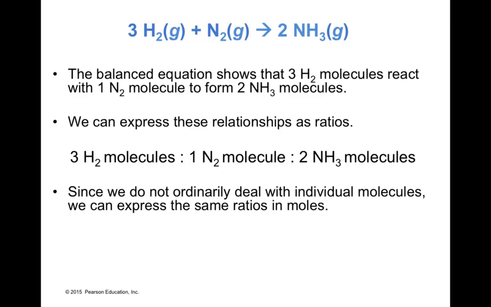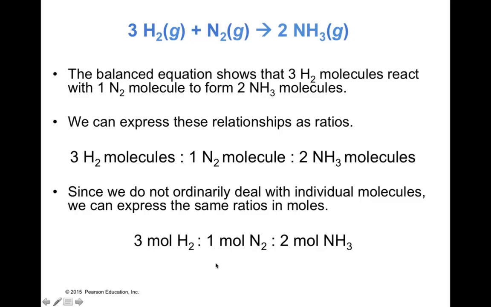Most of the time, we talk about moles. But we can use the same kind of ratio and relationship. We can say that 3 moles of hydrogen that react with 1 mole of nitrogen will produce 2 moles of ammonia. So this is the ratio between each of them.